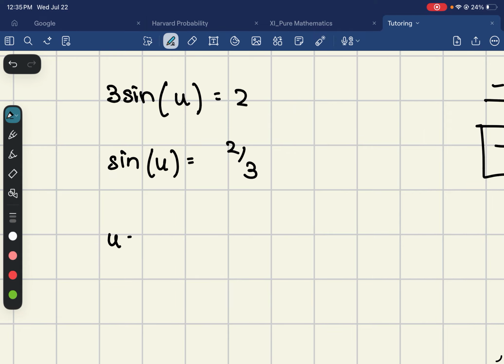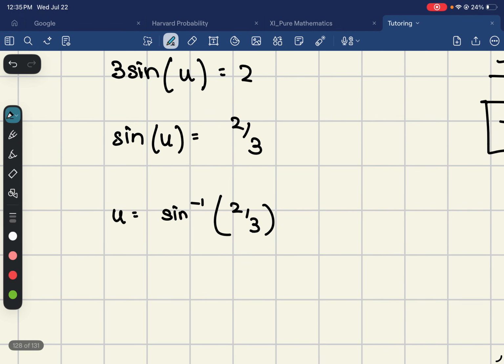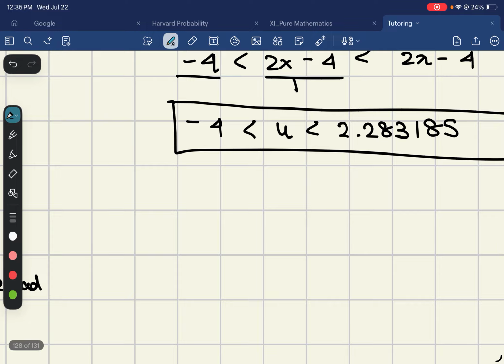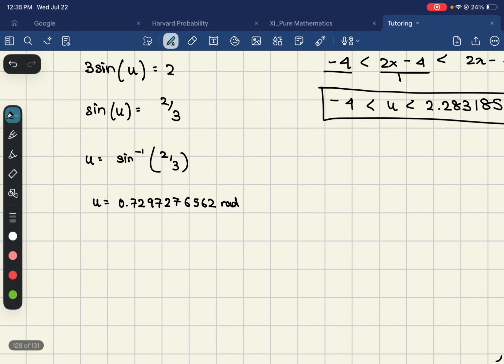So now u is sine inverse of 2 over 3. And you need to change your calculator to radian mode because the question is in radians. So sine inverse of 2 over 3 is 0.7297276562 radians. And this satisfies the inequality, so there's nothing to worry about.